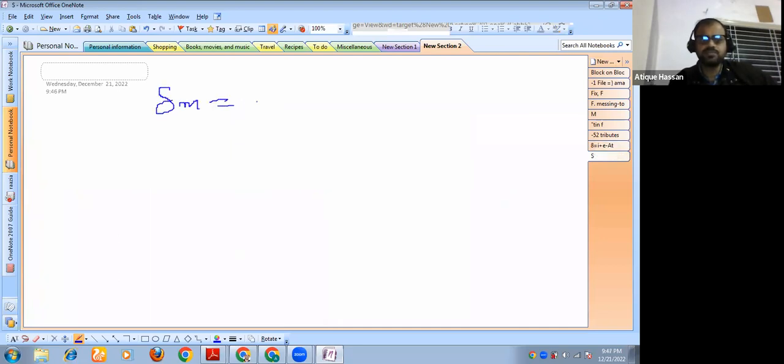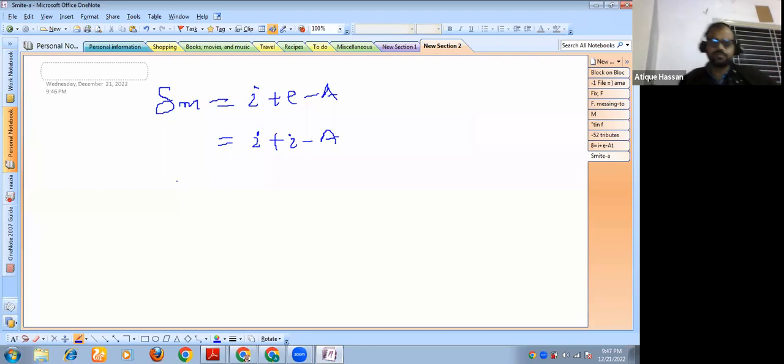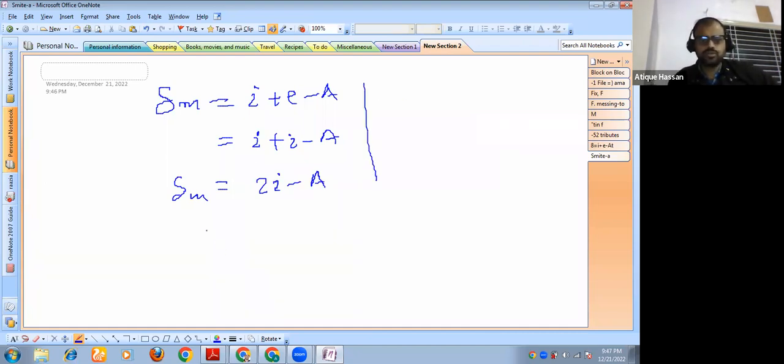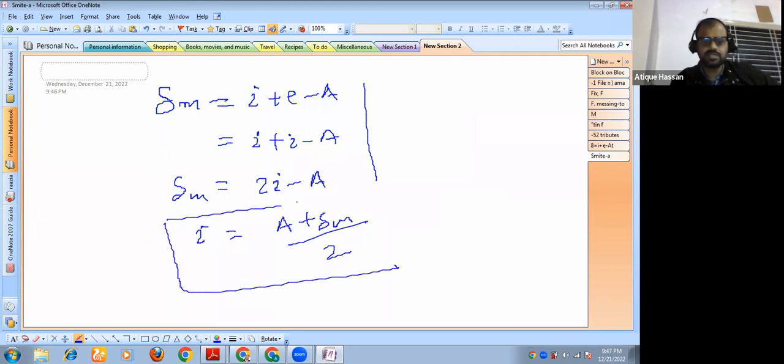What will be the delta minimum? That is I plus E minus A, and if you put it like this, I plus E should be equal to 2I. So I should be equal to E. So from here you will get delta minimum equal to 2I minus A. So from here you can write I will be equal to A plus delta minimum by 2. You can put the value of I as A plus delta minimum by 2.